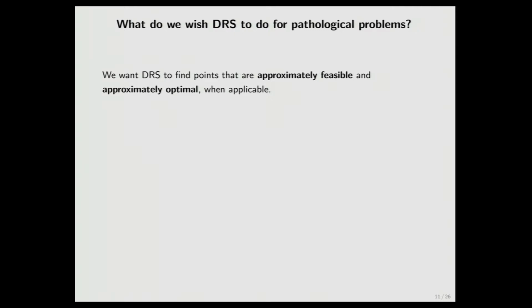What do we wish Douglas-Rachford to do? What's the best scenario that Douglas-Rachford can achieve in this set of pathological cases? Well, if the problem is approximately feasible, for example, it's infeasible but becomes feasible asymptotically, then we hope Douglas-Rachford will produce two sequences of x that approach feasibility asymptotically. And if the problem has an objective value, let's say finite or negative infinity, we hope that the objective sequence approaches that value, even though you may not attain that value.